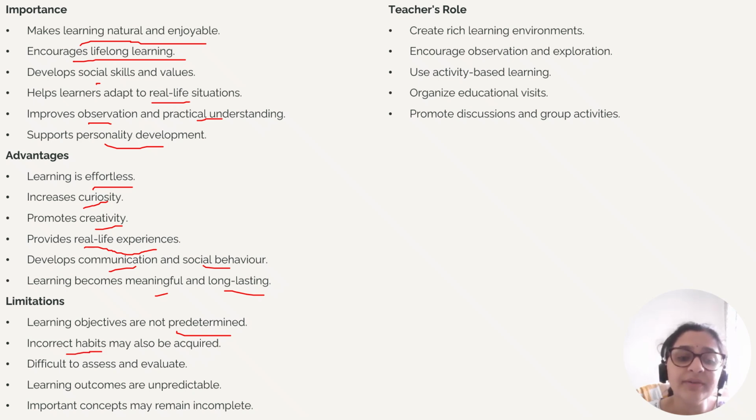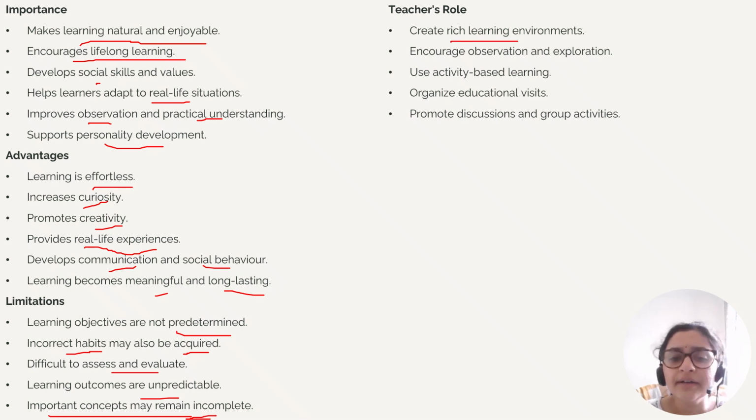Incorrect habits also may be acquired. So this learning is not only in a positive direction, it may be in a negative direction also. If the teacher or parents or anybody behaves badly in front of the child, the child may pick up that bad behavior. It is difficult to assess and evaluate. Learning outcomes are unpredictable. Important concepts may remain incomplete. So, what is a teacher's role?